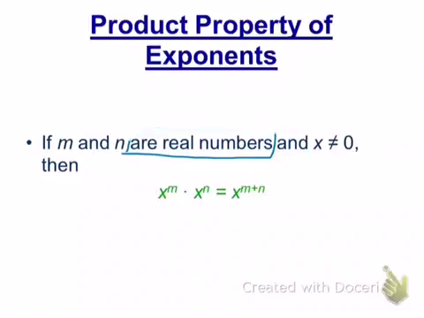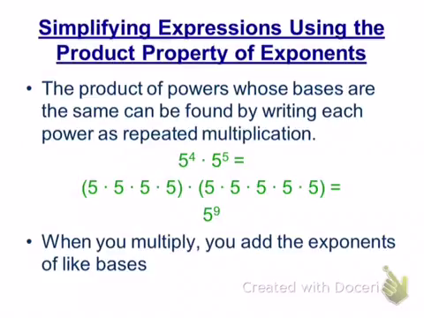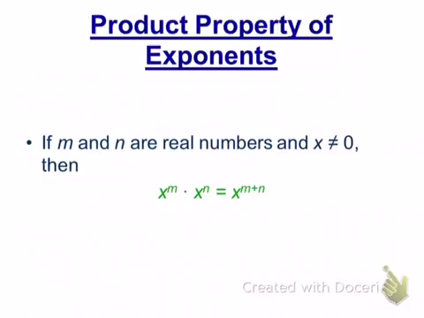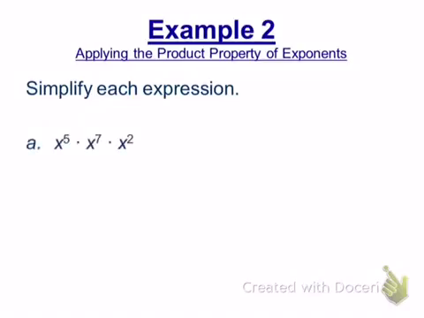What this rule is telling us is what the previous fact said. If you multiply, you add the exponents of like bases. So when you multiply things, you add the exponents of like bases. Let's look at a few examples. x to the 5th times x to the 7th times x squared. x to the 14th, because 5 plus 7 plus 2 is 14, so that would indeed be x to the 14th, right? Any questions there?